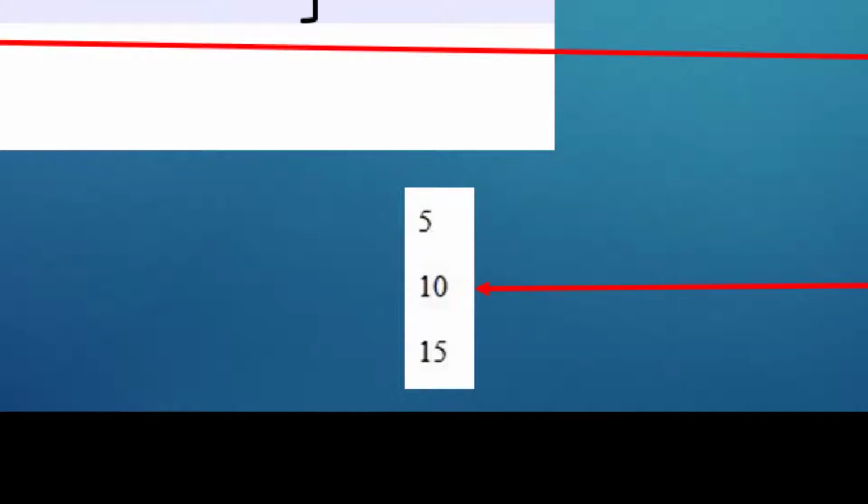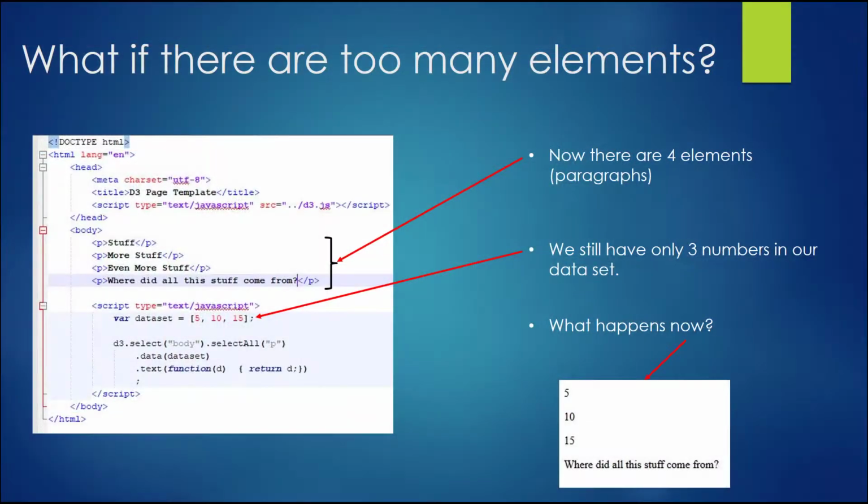Instead of the stuff, more stuff, and even more stuff that were originally assigned to the paragraphs, they now display the pieces of data in the data set, which are 5, 10, and 15. At this point, I would understand if you're thinking this is pretty basic stuff and it doesn't seem to really justify some fancy JavaScript library.